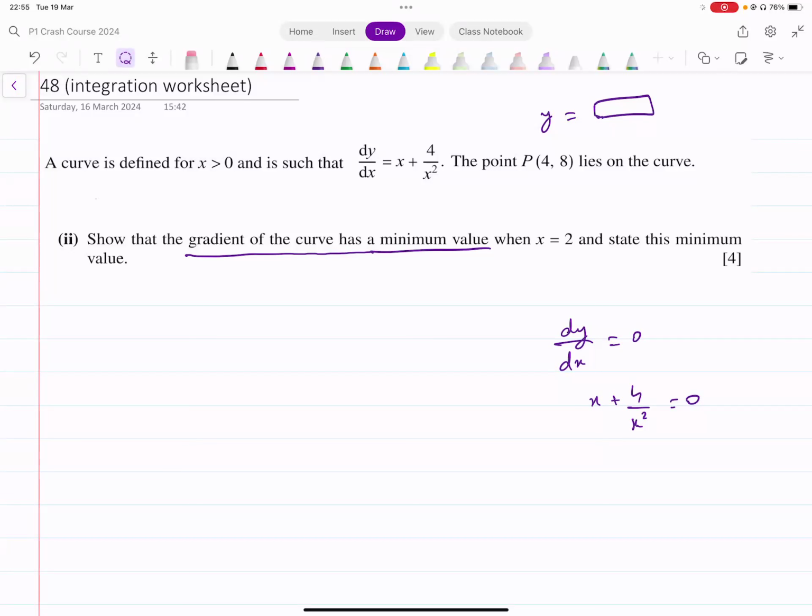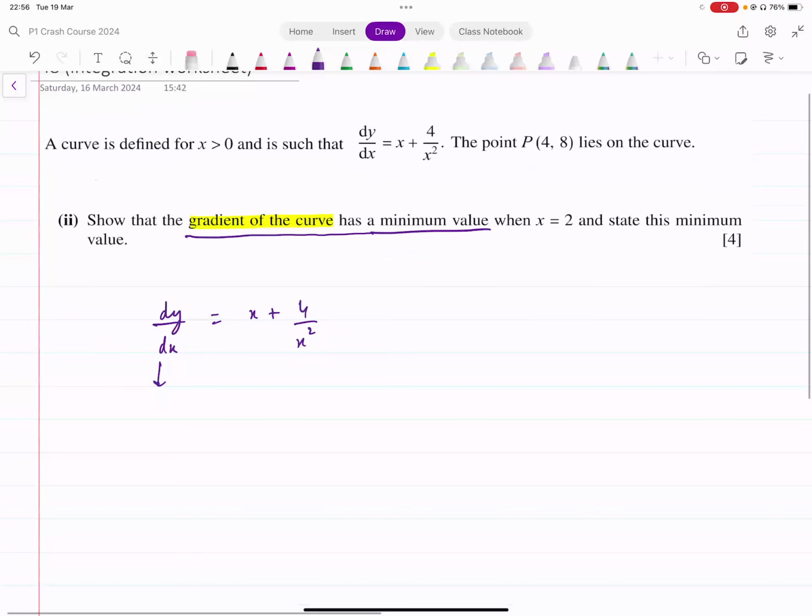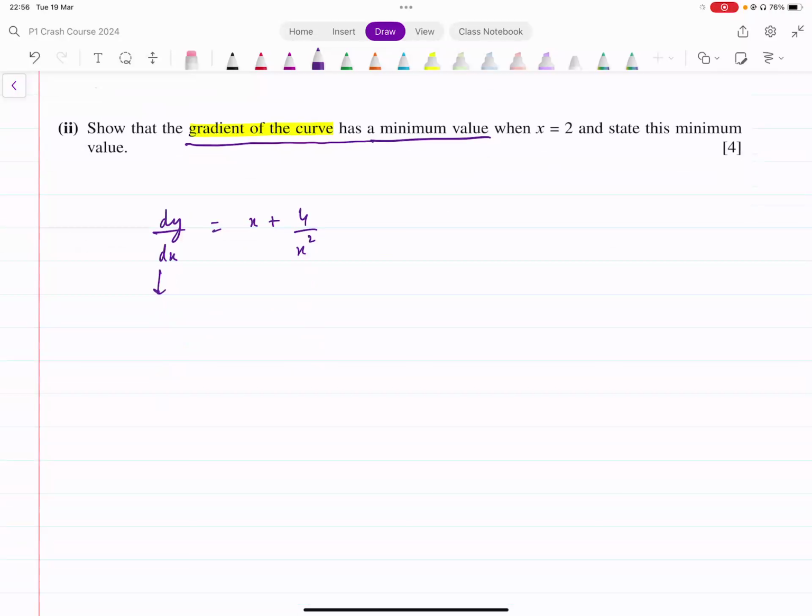But we're not asked for the minimum value of the curve here. They're basically saying the gradient of the curve has a minimum value when x equals 2. You need to show this. Now, what's the gradient of the curve? dy over dx. dy over dx is x plus 4 over x square. What does dy over dx represent? dy over dx basically represents the gradient of the curve at every point. So this is the gradient function that we're talking about.